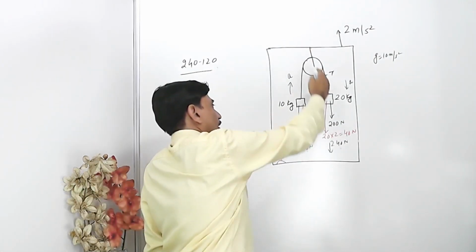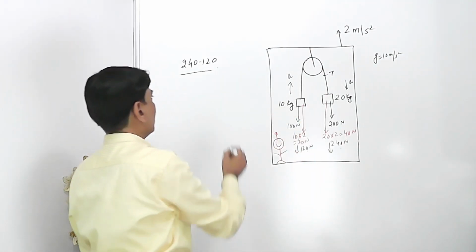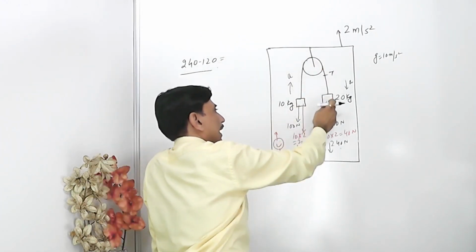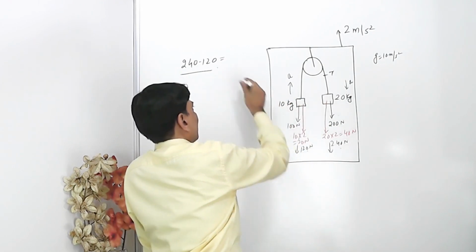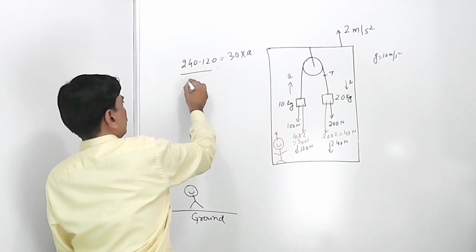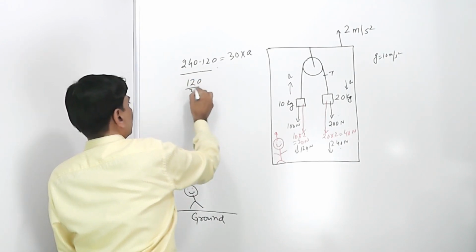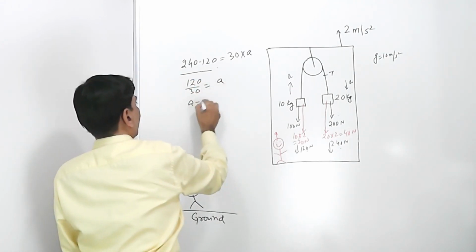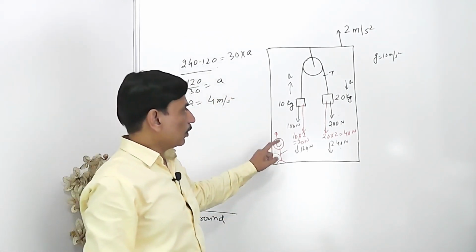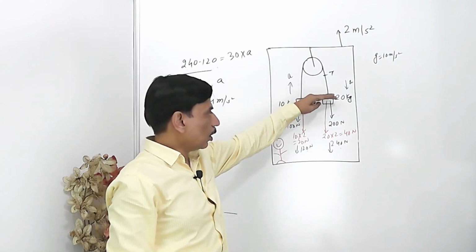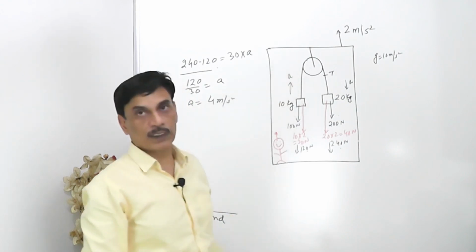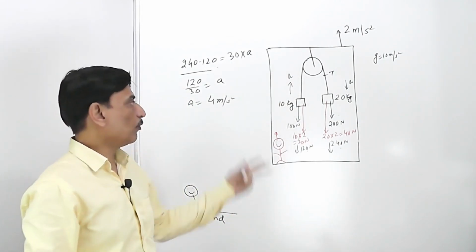So the net force along the string is 240 minus 120, which is equal to total mass times acceleration. This resultant force is responsible for accelerating both the masses, that is 20 plus 10, that is 30 kg, into acceleration. So 240 minus 120 is 120, by 30 is equal to a. So a is equal to 4 meters per second square. So this person will observe that the acceleration of this block is 4 meters per second square downwards and the acceleration of this block is 4 meters per second square upwards. Now we have to find the tension.